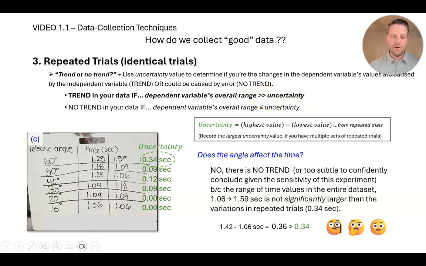And so I would say that no, or at least it's too subtle to confidently conclude, given the sensitivity of the experiment, meaning how much error we have, to really confidently conclude that there's a trend. So I would say probably not. Let's see what they thought. So on their board, they said release angle and the time did not significantly affect each other. So they agreed with that.